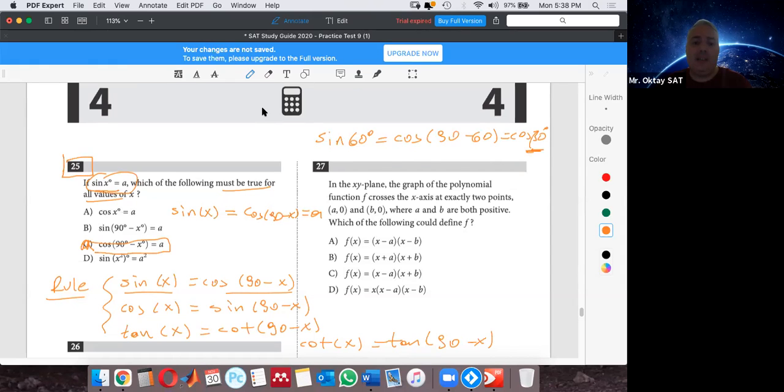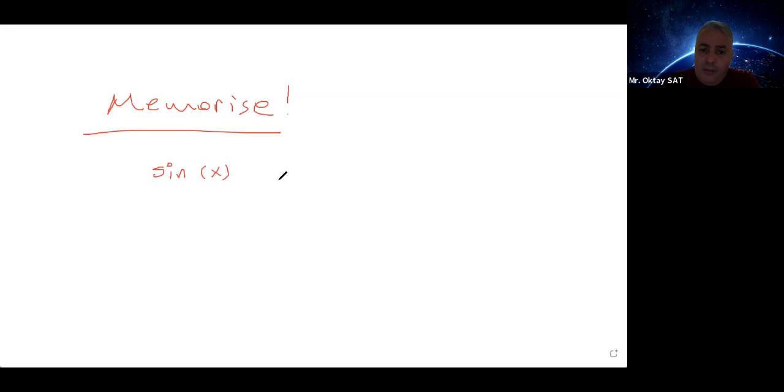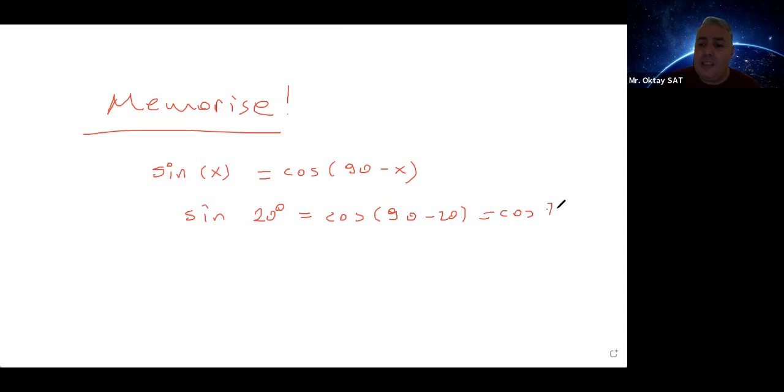Okay, let me explain here. But you have to memorize this, okay? This is trigonometry. In trigonometry, sine of any angle x is equal to cosine of 90 minus x. What does it mean? Sine of 20 degrees, when you use the calculator, is directly equal to cosine of 90 minus 20, which is cosine of 70. I mean, when you use the calculator, sine 20 is equal to cosine 70.